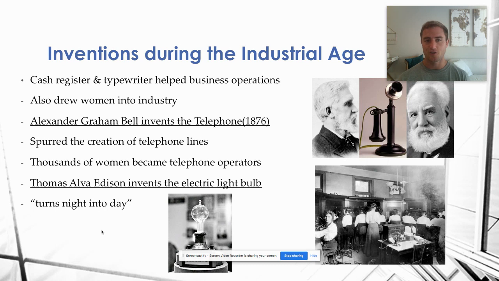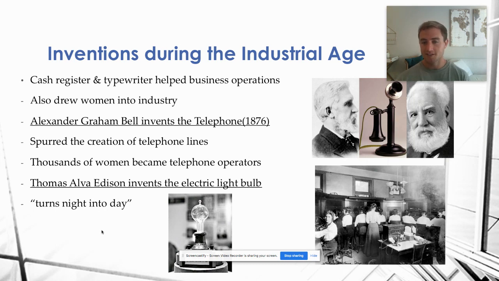Alexander Graham Bell, who was a Scotsman, is going to invent the telephone in 1876. We're going to see the creation of telephone lines, which obviously is going to help business in being able to call in your order. But it's also going to help business because it's going to help the construction company in putting all these telephone lines up. It's also going to employ thousands of women becoming telephone operators.